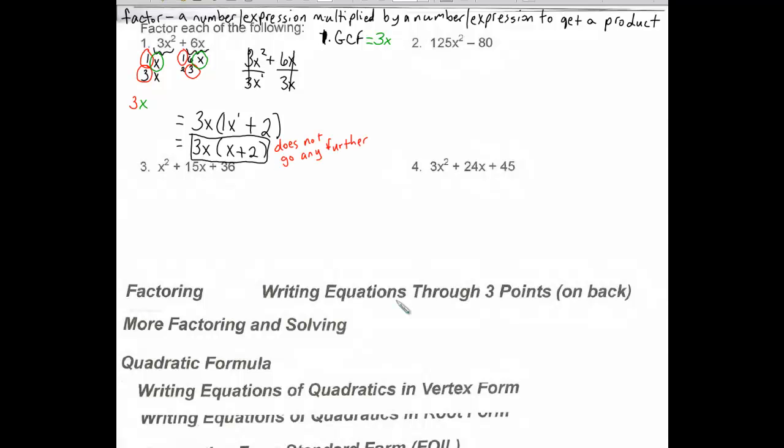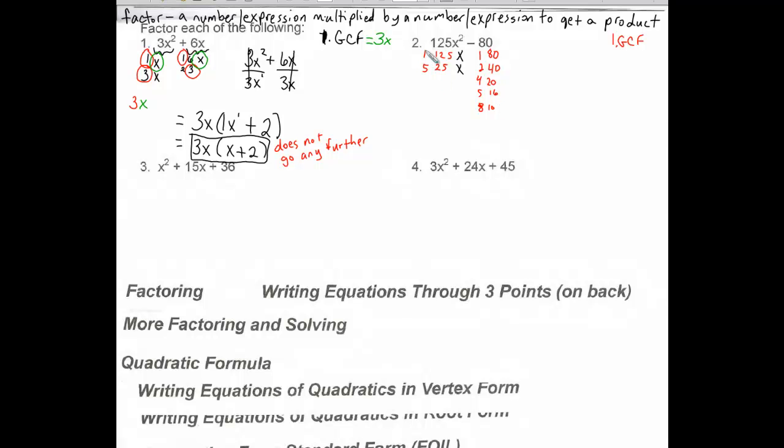Let's look at example 2. Remember from the notes above that we always want to take out the GCF first if possible. The factors of 125: 1 times 125, and 5 times 25. So these are the numbers that multiply together to give me 125. The factors of x squared are just x times x. Now let's look at 80. The factors of 80 are 1 and 80, 2 and 40, 4 and 20, 5 and 16, 8 and 10, and that's it. Let's look at our greatest common factor.